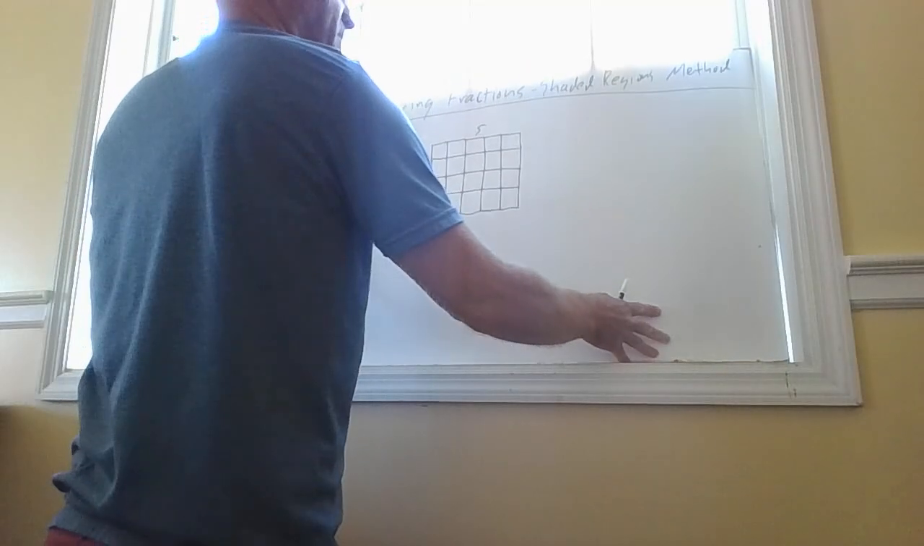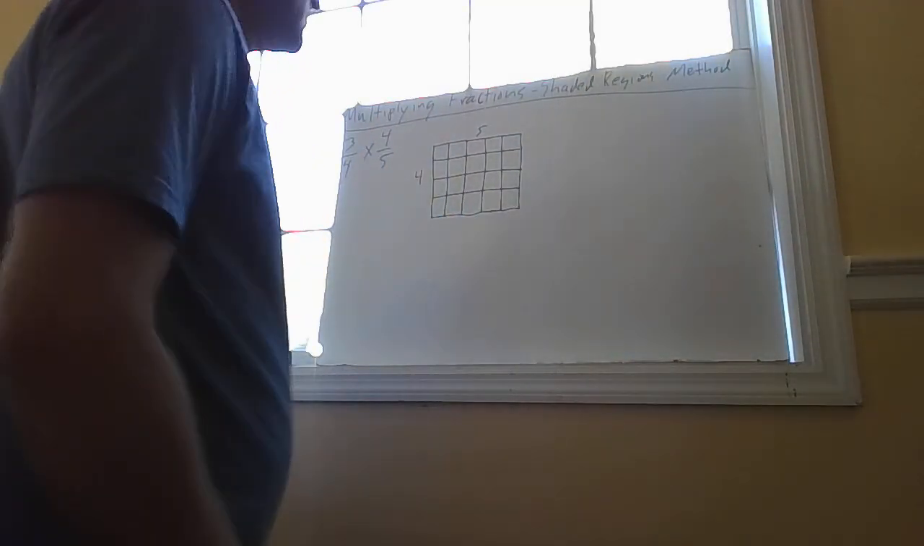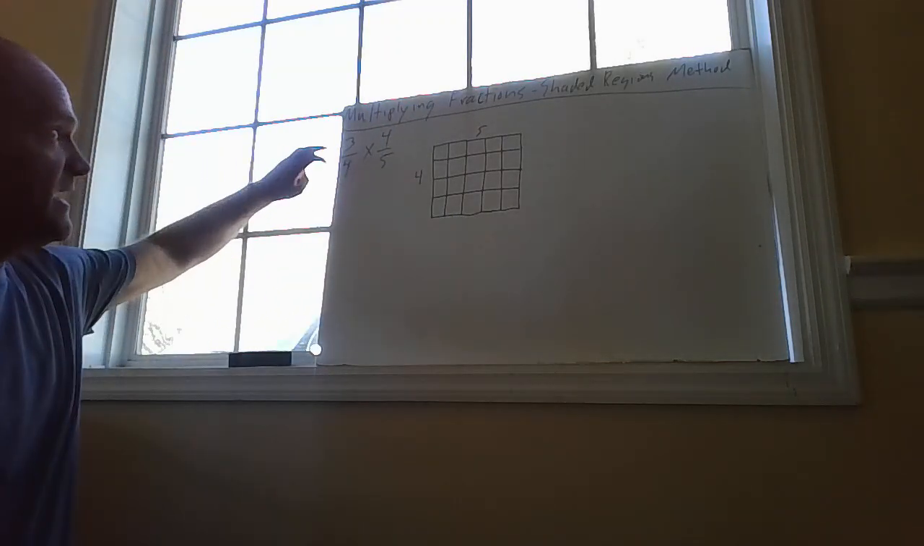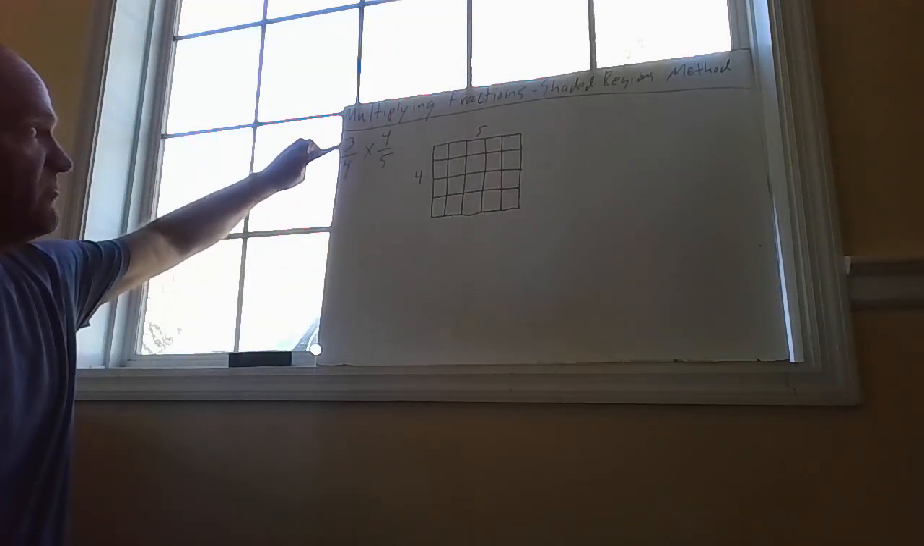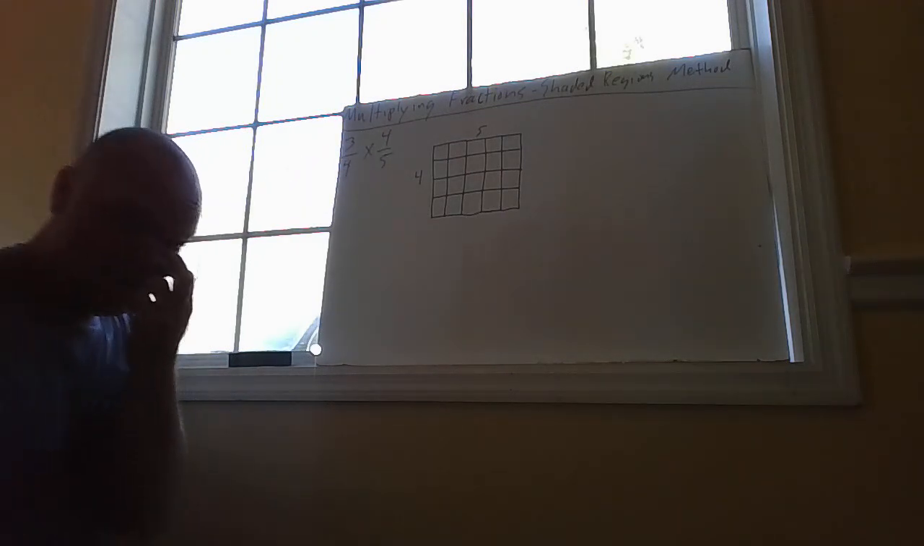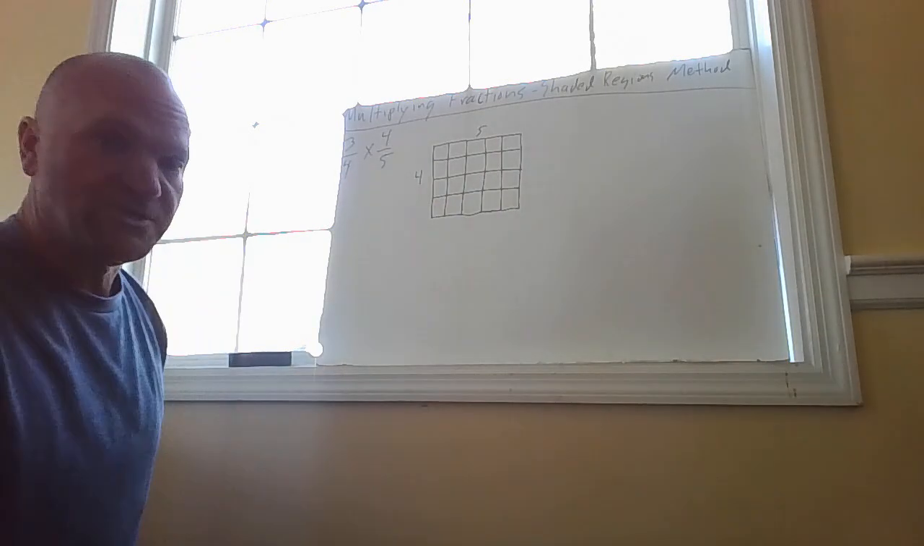Now we're going to move on to multiplication. And for multiplication, we have the shaded regions method. So again, let's start with my problem. I have my fractions. I have 3/4 times 4/5. And so I have already drawn out my total region here.